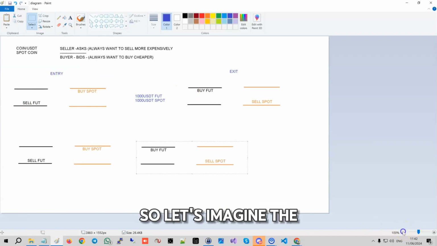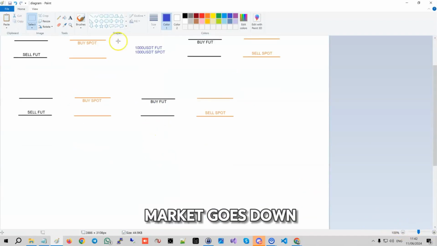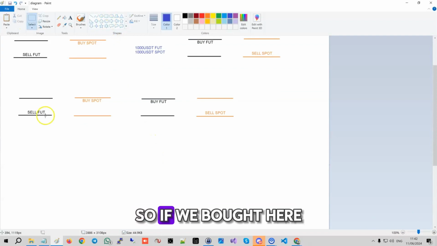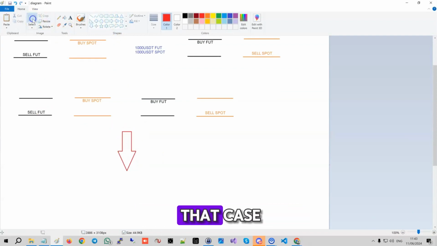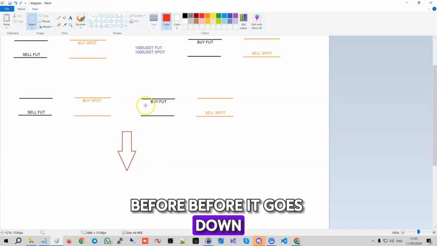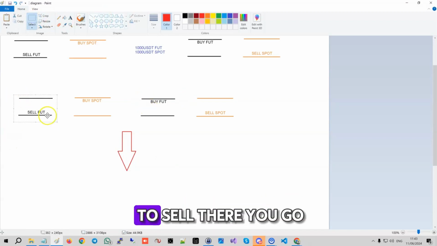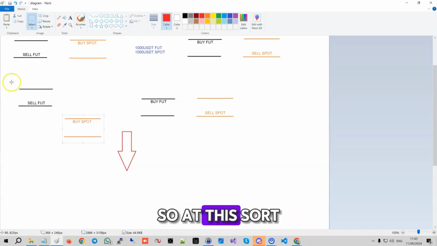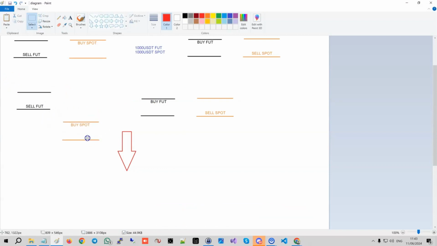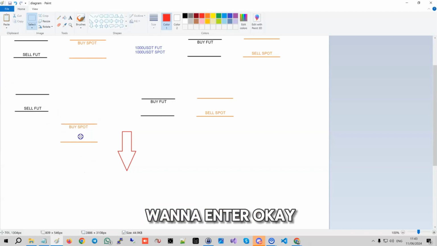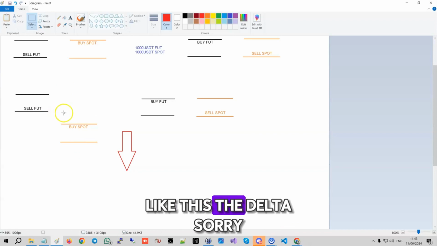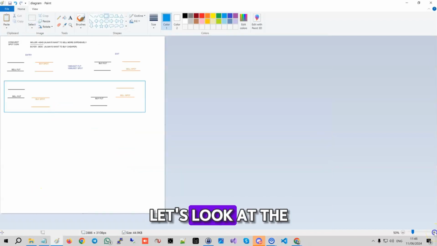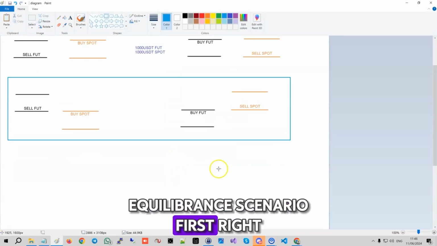So let's imagine the market goes down. So if we bought here, in that case, before it goes down, our aim, right, is to sell. There you go. So at this sort of delta, this is how we want to enter, okay? Because when we enter like this, the delta, let's look at the equilibrium scenario first, right?